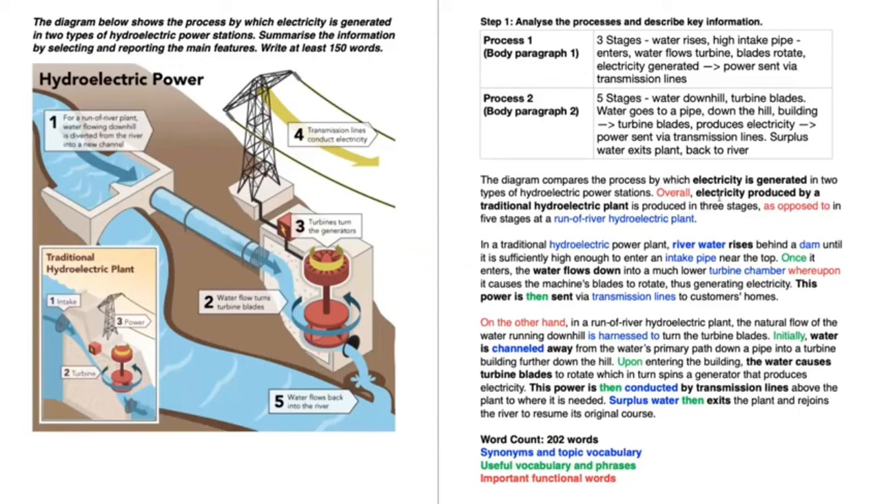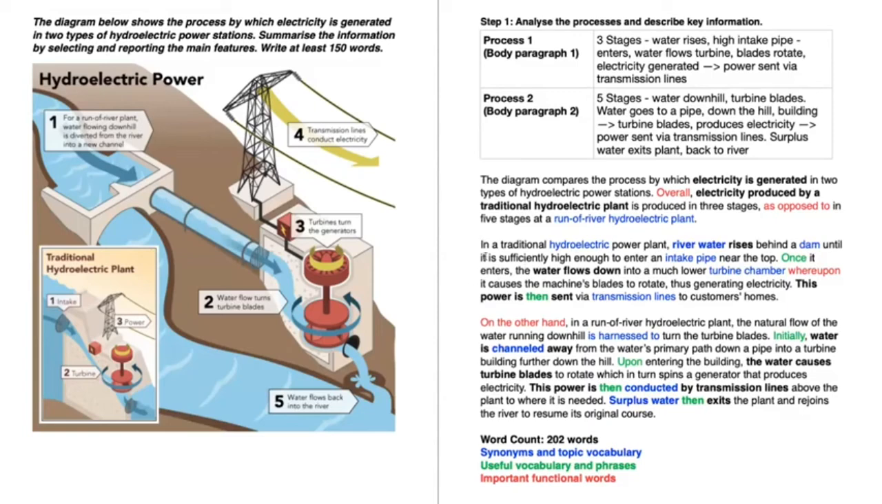Then the red, we have important functional words. Overall is great when talking about general themes, and as opposed to is a great linking phrase to show two contrasting ideas. Then run-of-river hydroelectric plant is topic vocabulary, which we saw right here in number 1. Now, just keep in mind that I still used the diagram. However, I said it compares the process, and in the prompt, it said shows the process. And of course, by which electricity is generated is still what we see in the prompt. It isn't as easy to think of synonyms for this, but still note that we changed it up a bit.